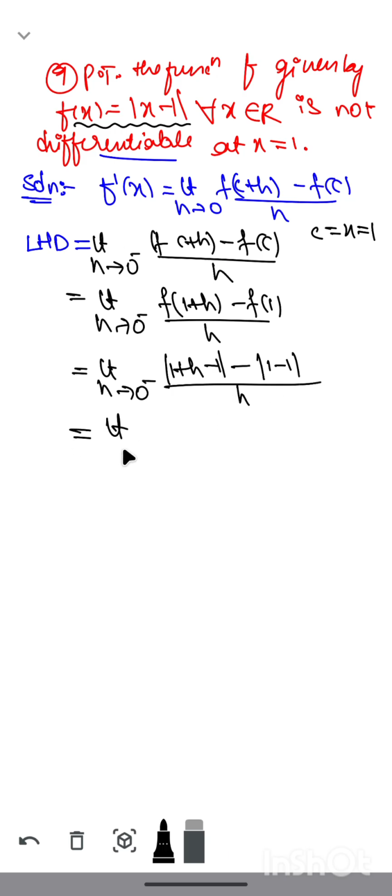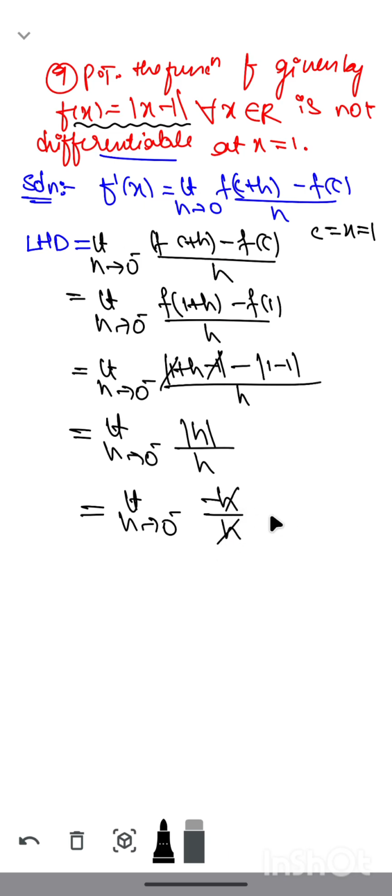Now if I simplify this, we get limit h tends to 0 minus of plus 1 minus 1 cancelled. So 1 minus 1 is 0, remaining is modulus of h, minus 1 minus 1 is 0, that can be neglected. So here we get limit h tends to 0 minus, when the value of h is lesser than 0, mod h will be minus h. So minus h whole divided by h, we will get minus 1 as h tends to 0. So this is our value of left hand derivative. Okay, left hand derivative value is minus 1.